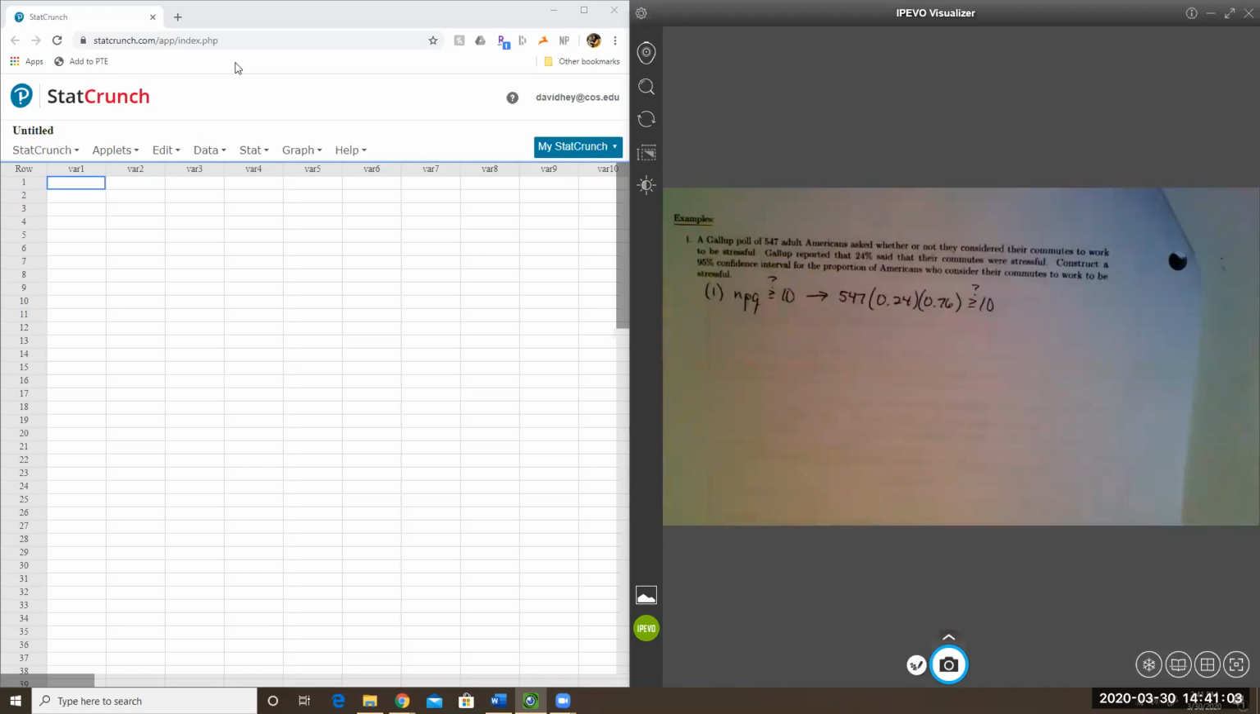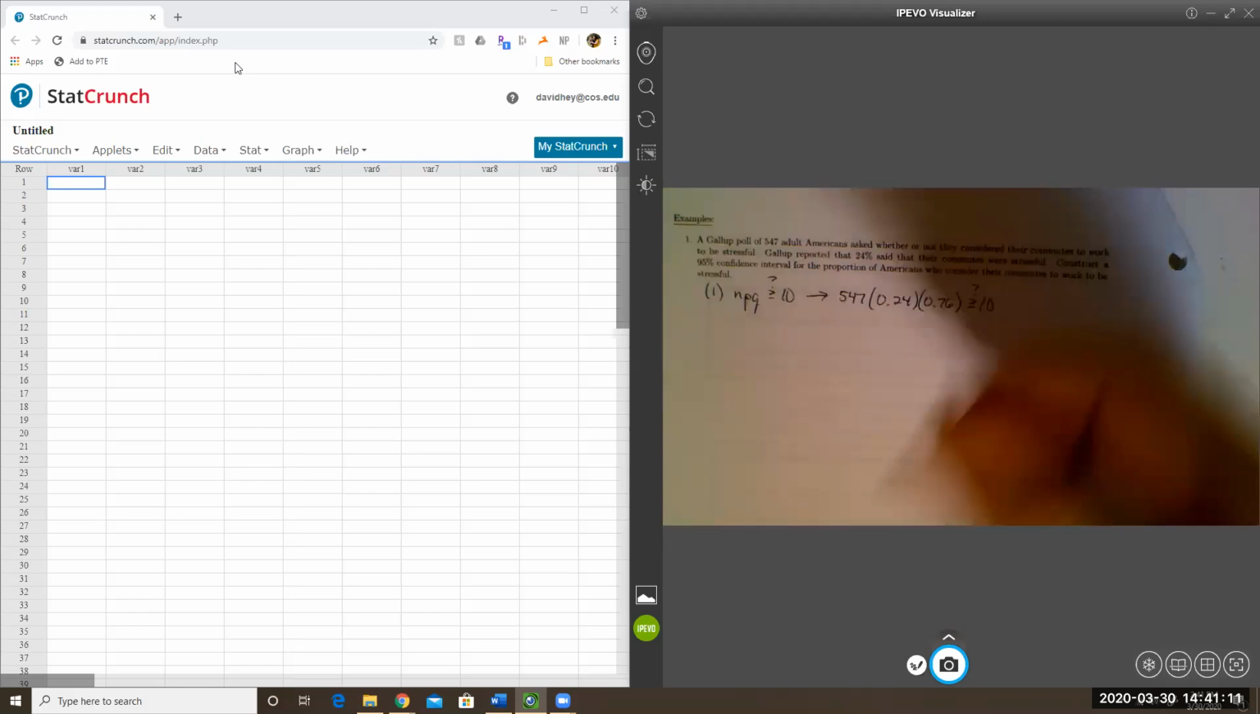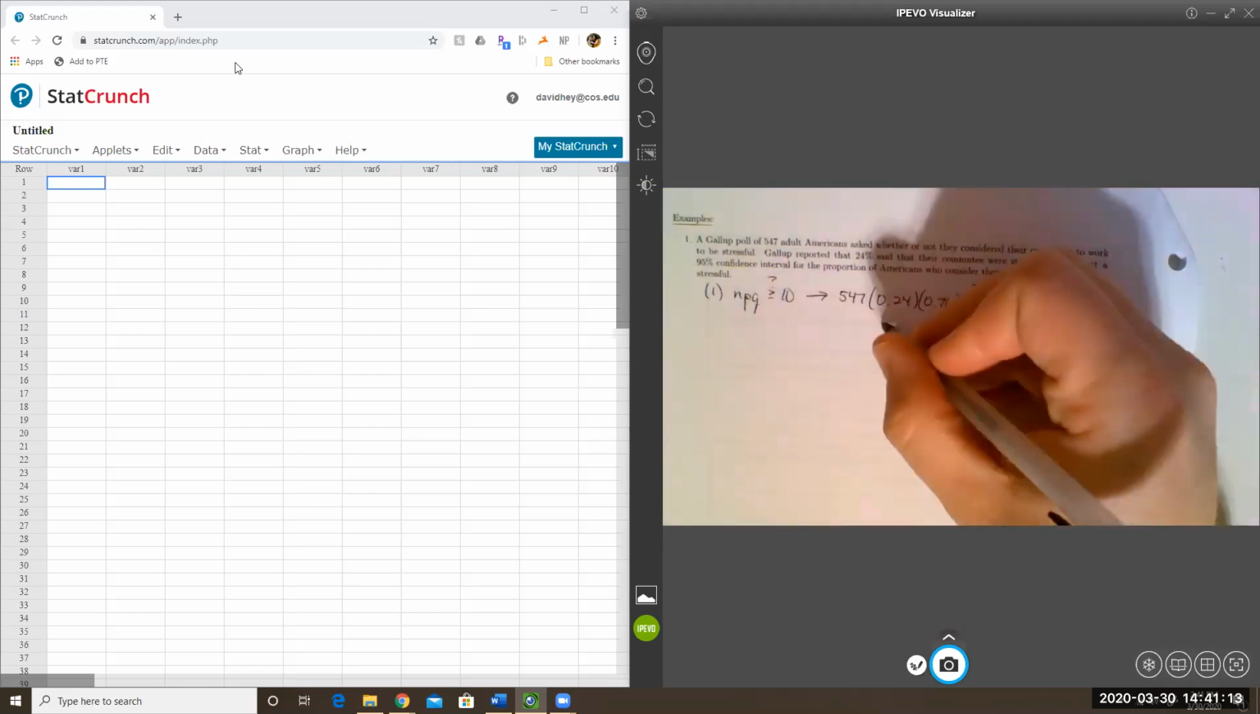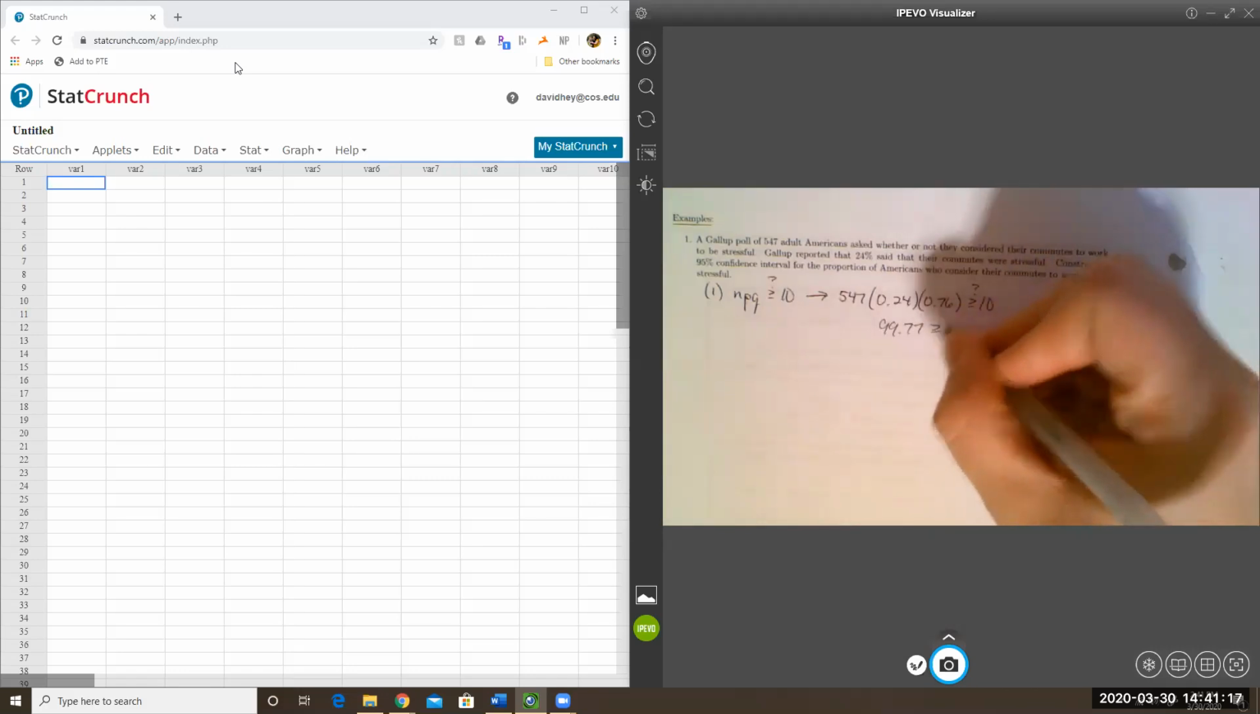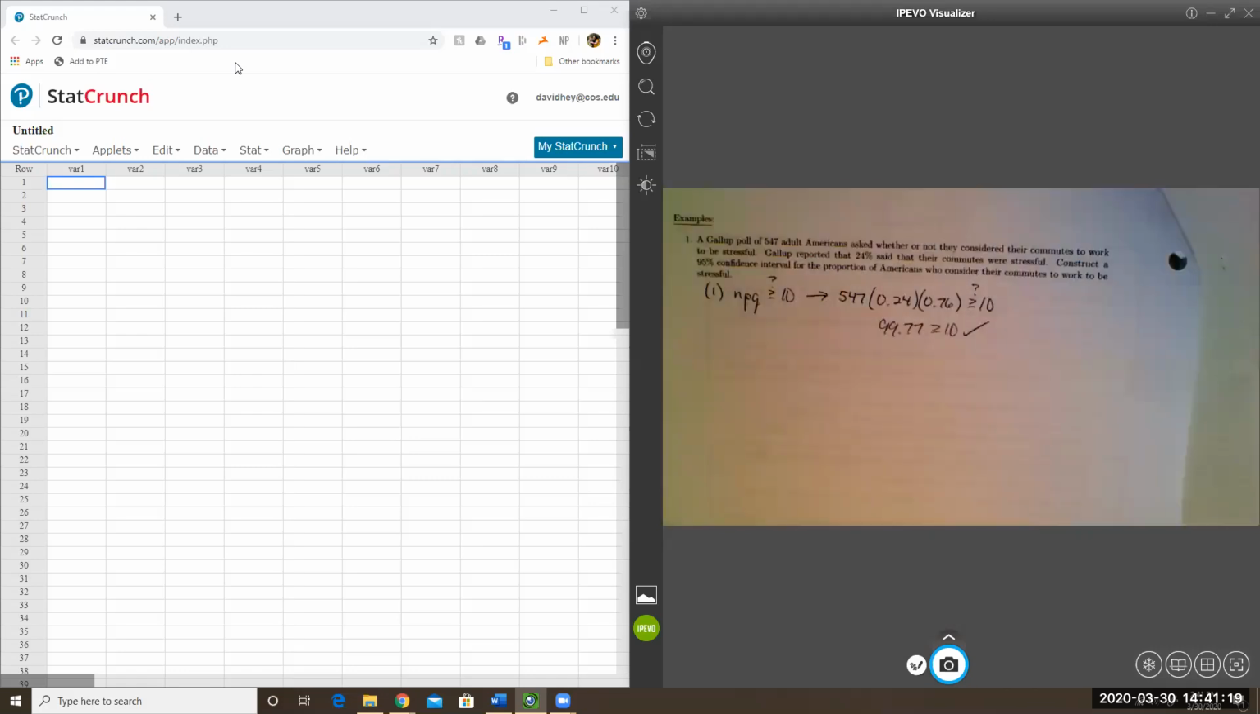So I'm going to punch that into my calculator. I think it probably is. Yeah, this comes out to about 99.77 and some change, but it's definitely bigger than 10, so that condition holds.